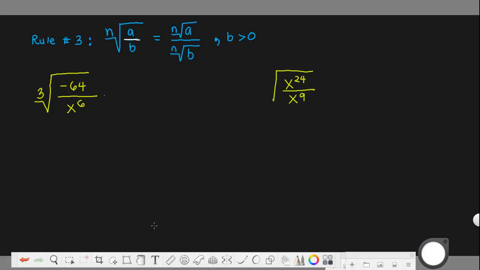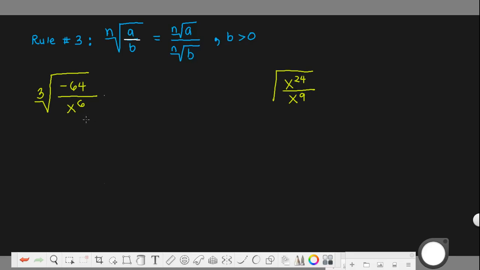We have third rule. Nth root of A over B equals nth root of A over nth root of B, where B is greater than 0. As you can see, parang pinaghiwalay lang yung nth root dito. Napunta sa nth root of A sa numerator at nth root of B. Pero same pa rin naman yung root niya. N pa rin. Okay? Dapat daw si B ay greater than 0. Now, let's have the first example.